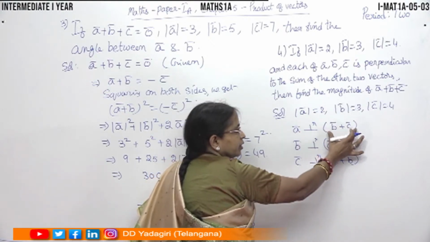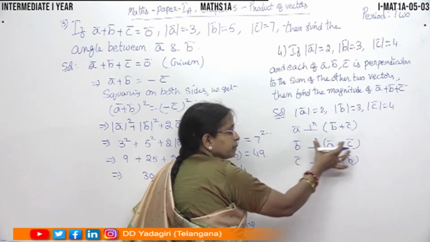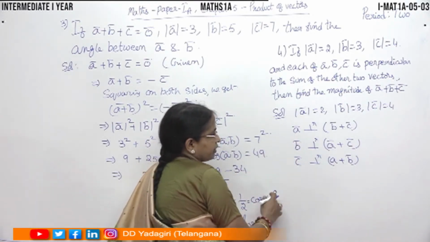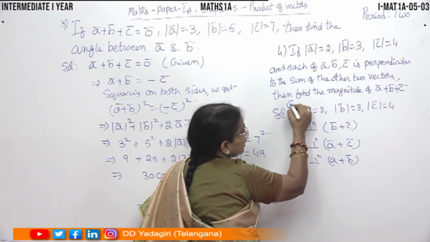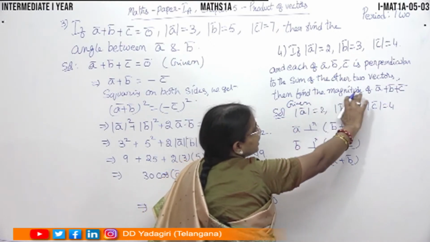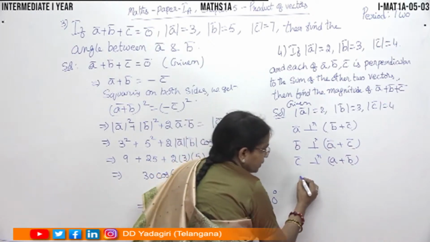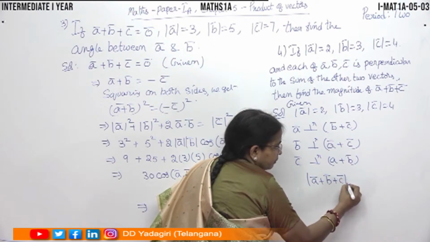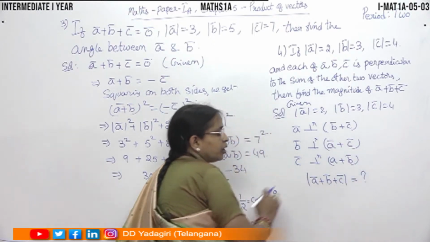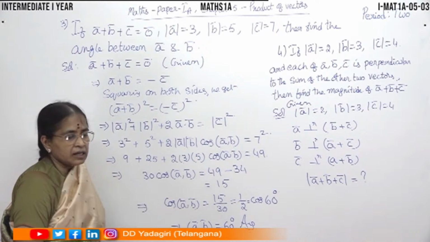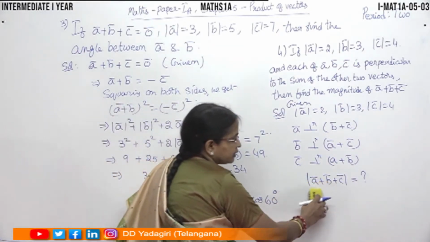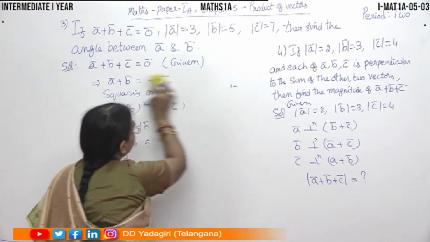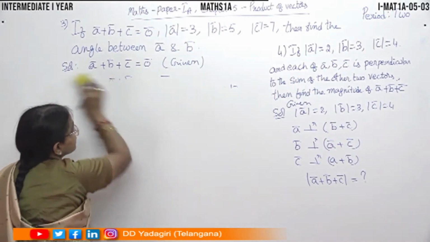So A is perpendicular to the sum of the other two vectors, B is perpendicular to the sum of the other two vectors, and so on. These are all given in the problem. You must find the magnitude of A plus B plus C. That means you must find modulus of A plus B plus C. To find the modulus, as I said, always first square it, find that value, and then find mod A plus B plus C.